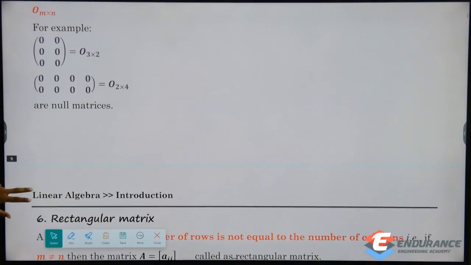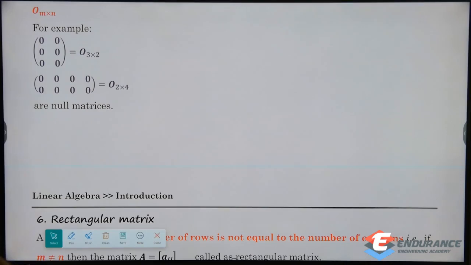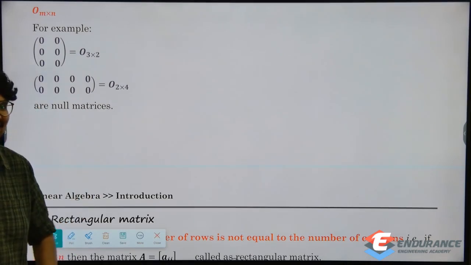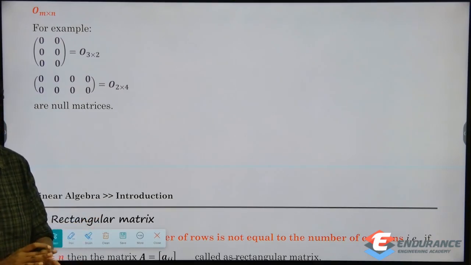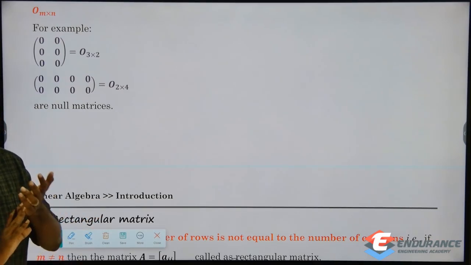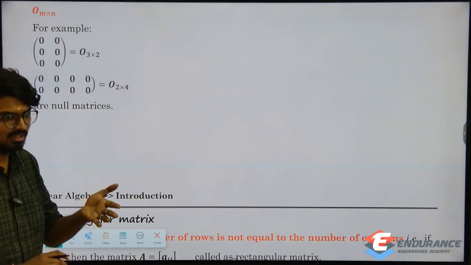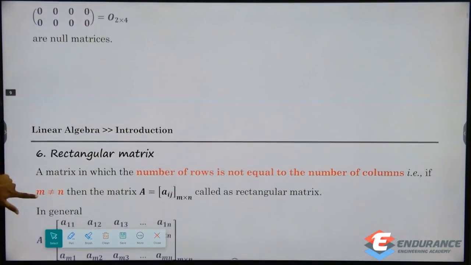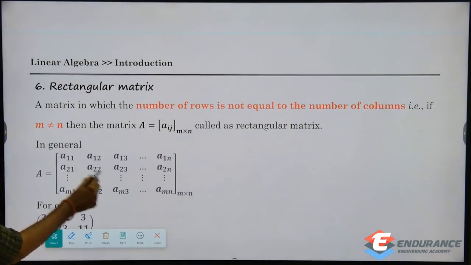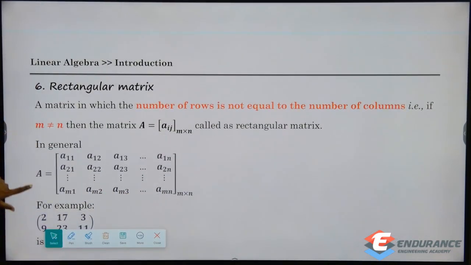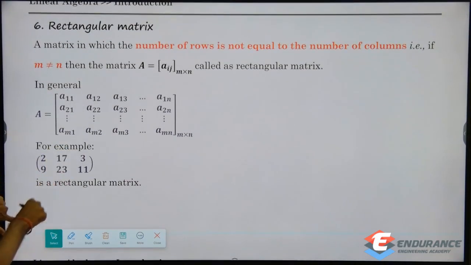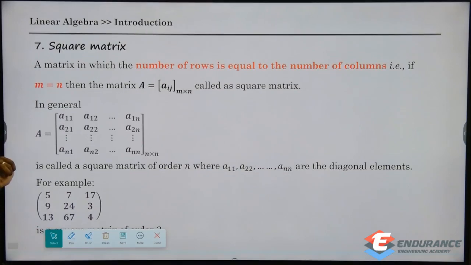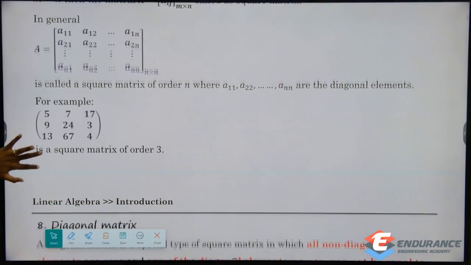Next, rectangular matrix. m and n, they are not same. If it is a square matrix, number of rows and number of columns will be same. Rectangular matrix, number of rows and number of columns won't be same. Okay, so our m value, n value, number of rows and number of columns are not going to be same. The matrix will look like a rectangle. If it is a square matrix, m and n will be same. Okay, again very basic idea.